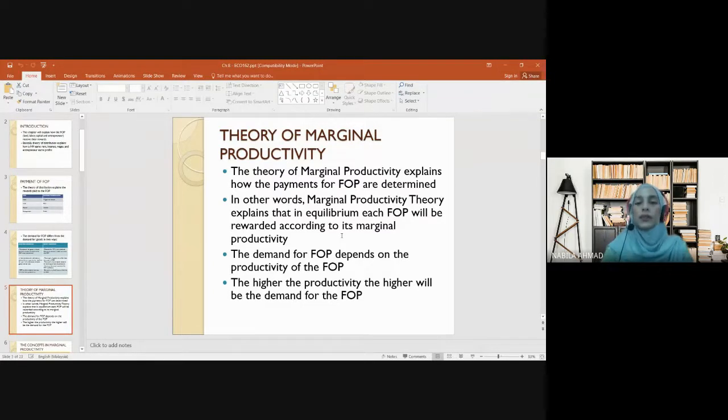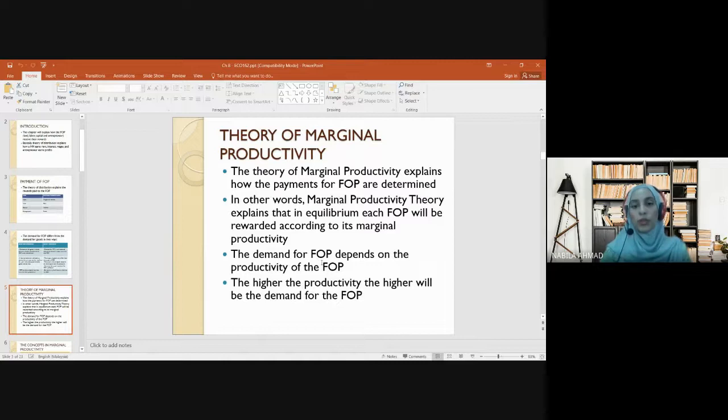Apa maksud productivity? Maksudnya, kalau kita ada labor, so dengan adanya labor itu, berapakah production yang dia boleh hasilkan? Cepatnya, cekapnya, bila dia labor dapat menghasilkan production dengan banyak dalam jangka masa yang singkat, so itu dimaksudkan produktif.